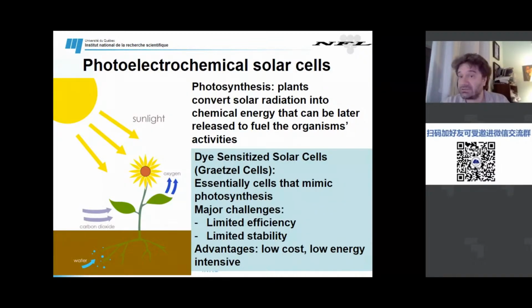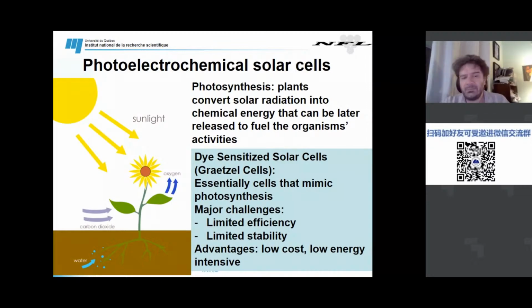So we're looking for alternative technologies in which we use earth-abundant materials that are fairly low cost, and for which the fabrication process is low energy intensive. So here we're looking at photoelectrochemical solar cells, which essentially mimic the photosynthesis reaction in plants to a certain extent. And the first type of technology of this kind were dye-sensitized solar cells, originally invented by Michael Gretzel. And now it's a fairly mature technology, about 30 years later.